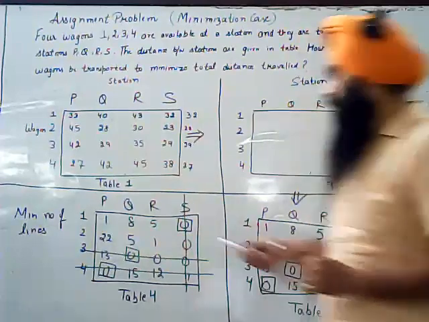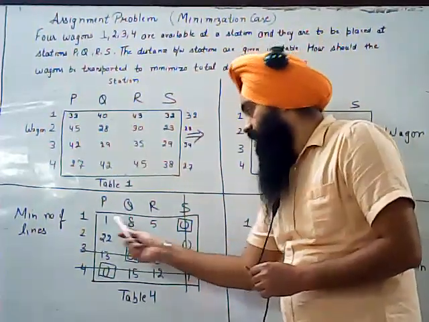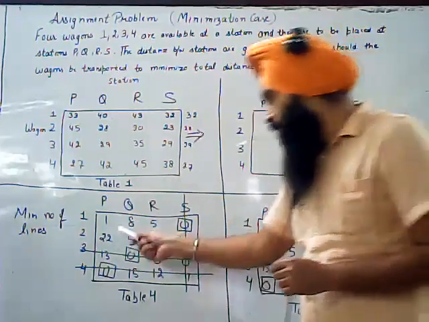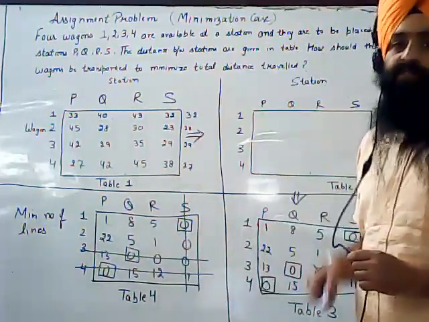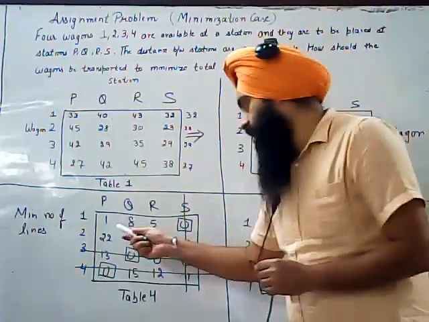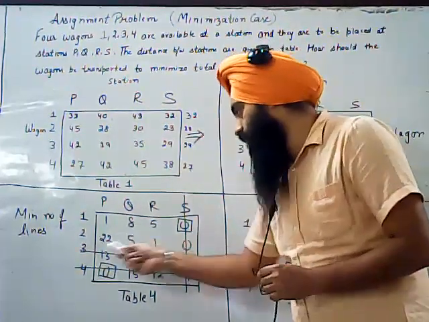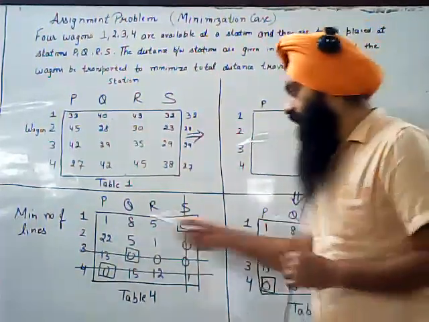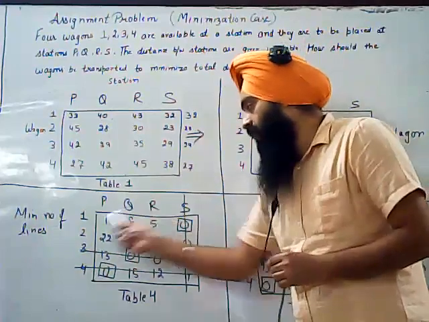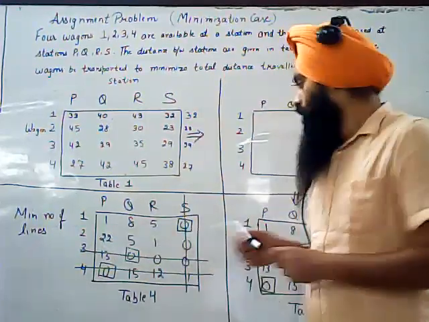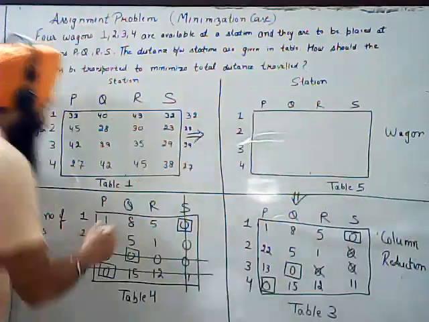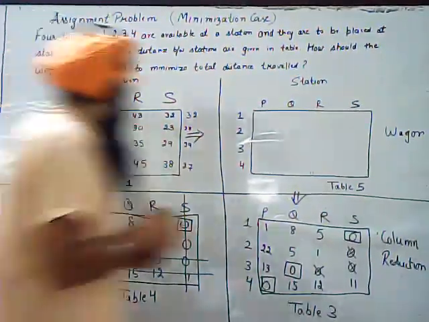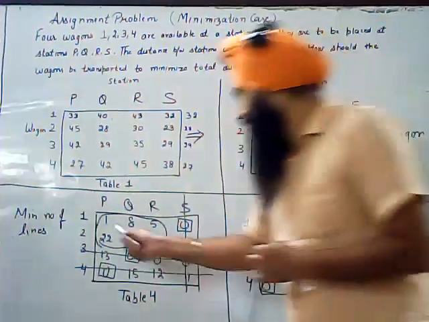From the unconnected elements, that is 1, 8, 5 and 22, 5 and 1, we have to find the smallest element. The smallest element is 1. So we have to subtract the smallest value from the unconnected elements. These are the unconnected elements, and the smallest value is 1.